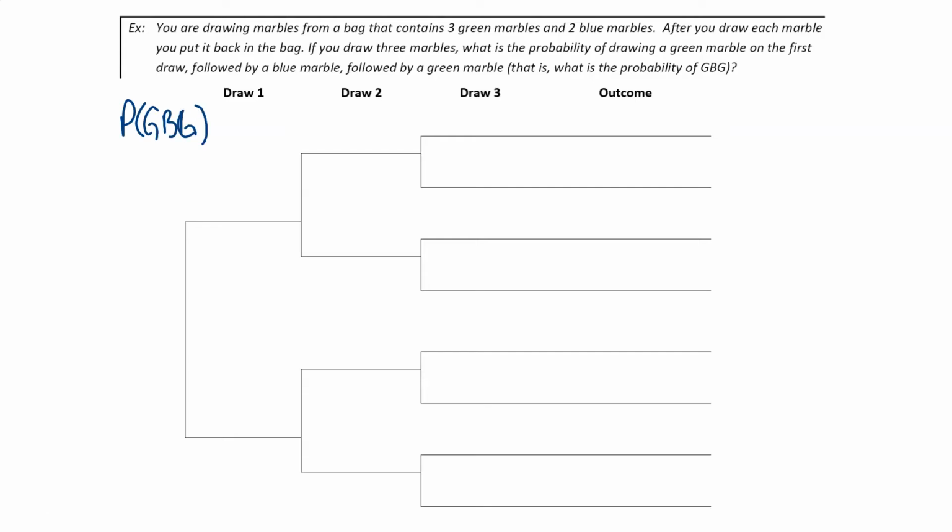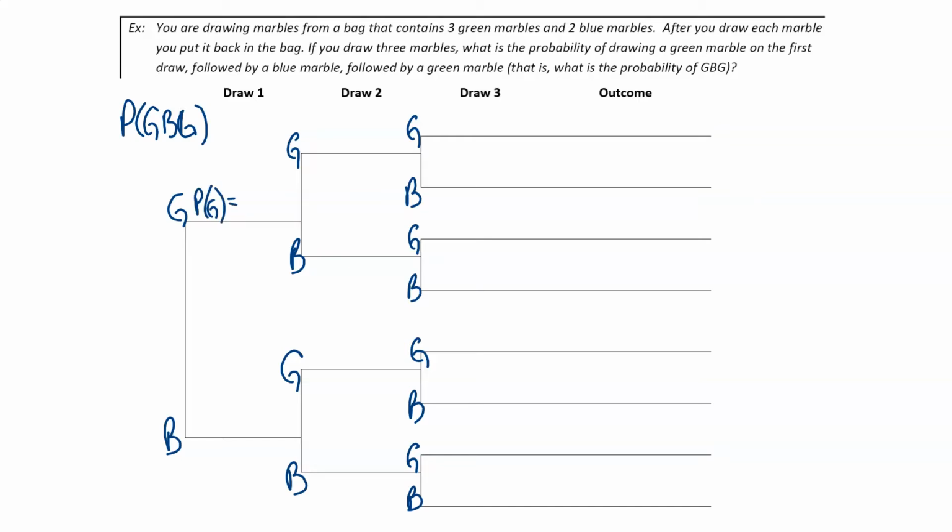On the first draw from the bag, we can have a choice of getting either a green or a blue. The same on the second draw, there's either green or blue. And the same on the third draw, green or blue. The probability of getting green on the first draw, because there are 3 green marbles and 2 blue marbles, means there are 3 possibilities out of 5 that will get green. Conversely, the probability of blue, because there are 2 blue marbles out of a total of 5, is 2 out of 5.